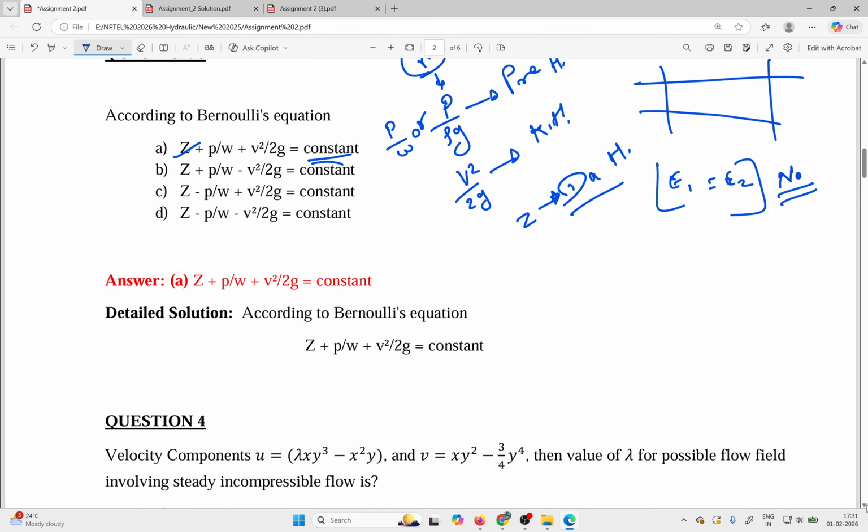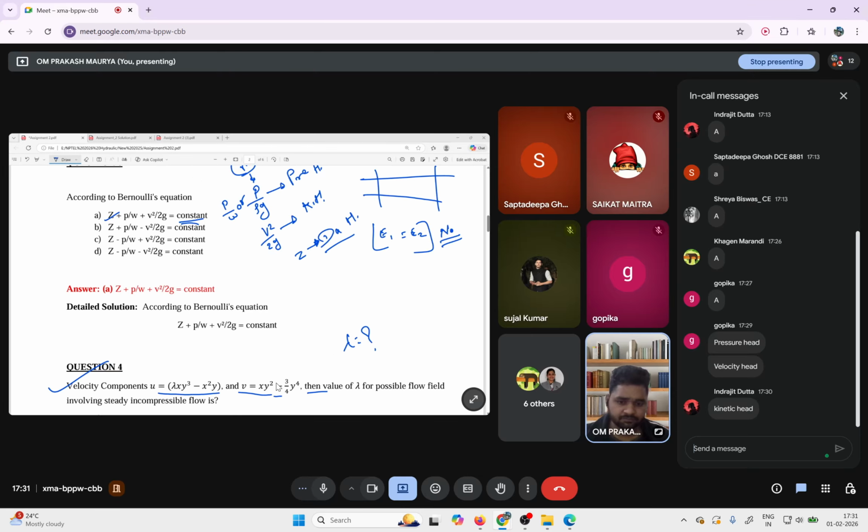Question number 4, very important. The velocity component U is equal to lambda x y cube minus x square y. V is equal to x y square minus 3 by 4 y to the power 4. Then the value of lambda for a possible flow field involving steady incompressible flow. So you have to understand the statement, then tell the value of lambda. Anyone, please, just try to solve.